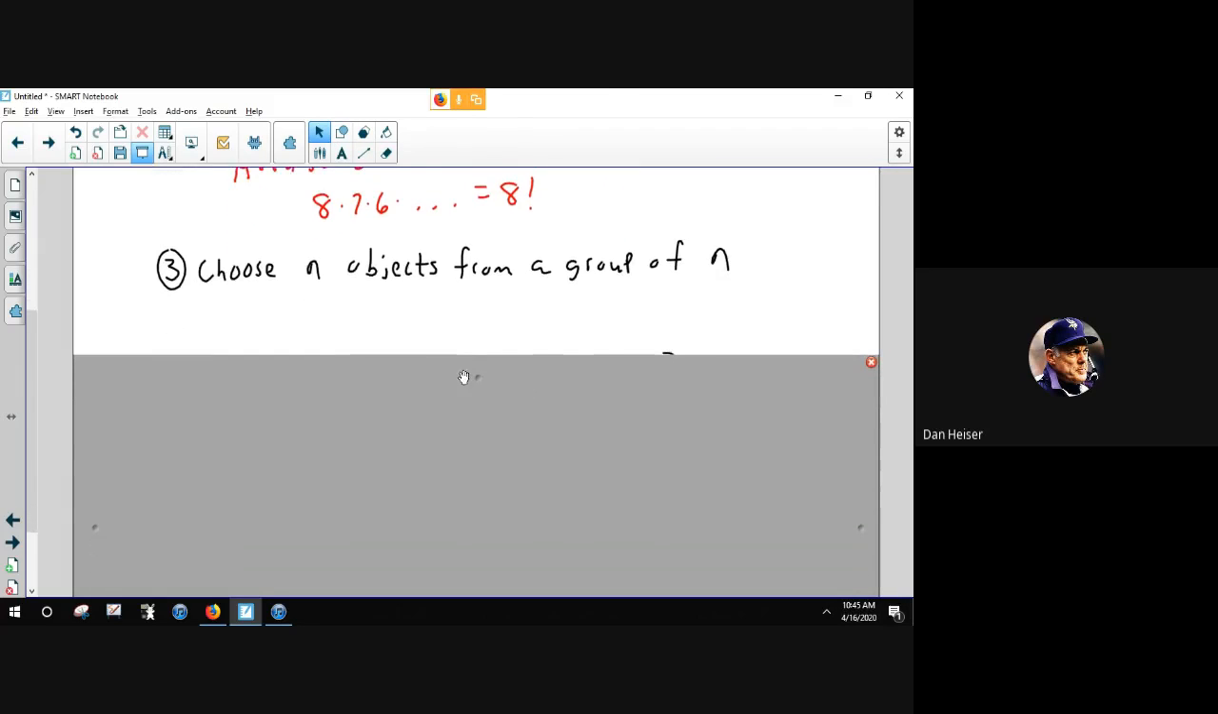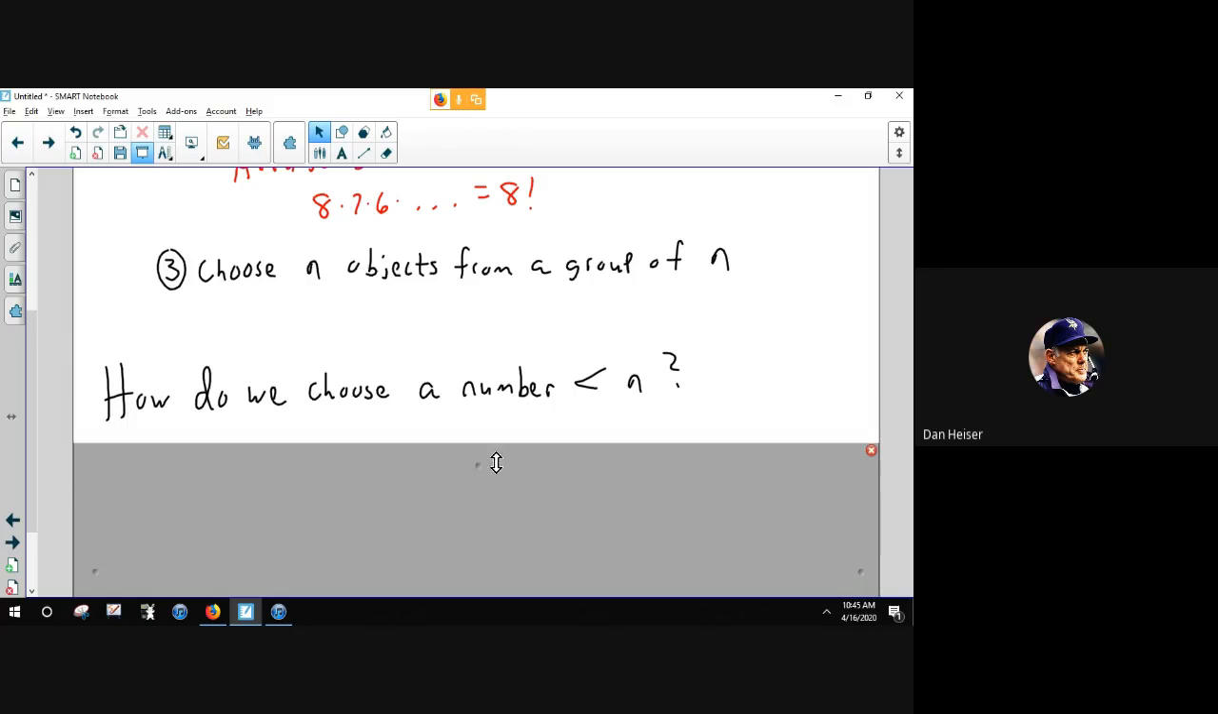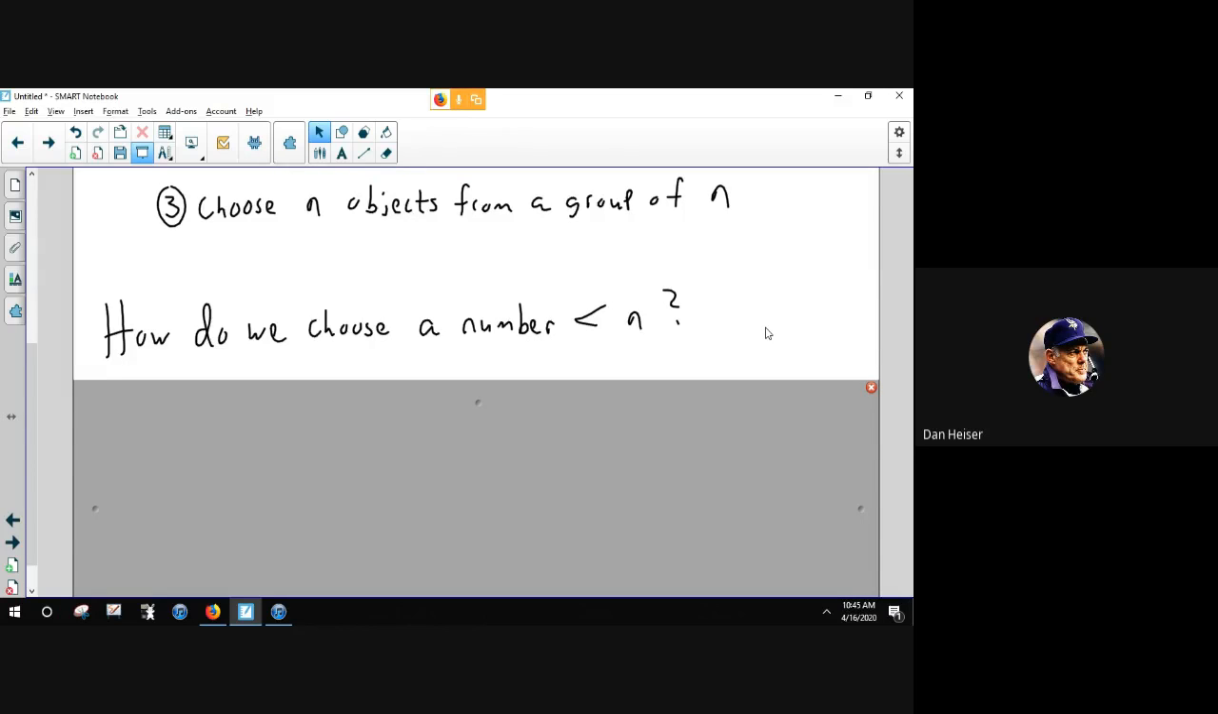What happens if we don't want to choose everything? I want to choose a number less than n. For example, I don't want to choose all 8 books. Maybe I just want 3 to be highlighted. If I'm a car dealer, I have 500 cars out in the lot. I don't want to choose all 500 to put inside the showroom. I want to select maybe 5. How many different ways can I choose 5?